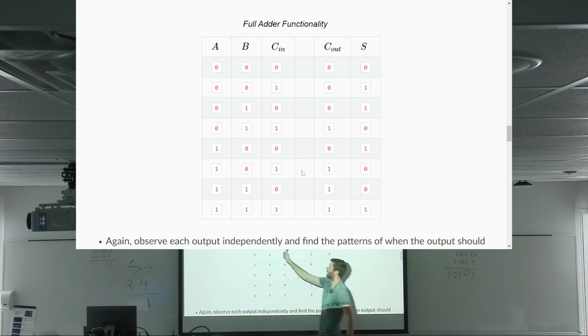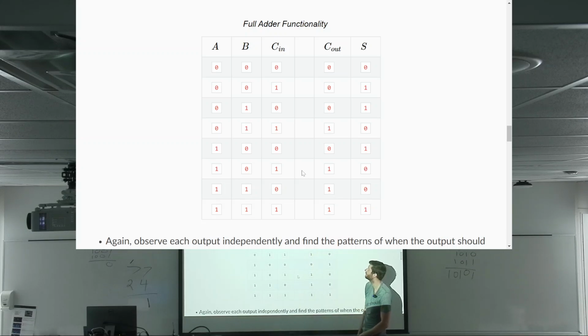If we see 0, 0, 0, well, carry and sum are 0. 0, 0, 1, we see a carry bit, well, that's 0 and 1. 0, 1, 0, 0, 1, 0, 1, 1, well, we have to set the carry bit high. So far, pretty normal. Whenever we have 2 bits high, we increase the carry bit. But the special thing here is when we see 1, 1, 1. When we have 3 ones, what do we do? Well, 1 plus 1 plus 1.